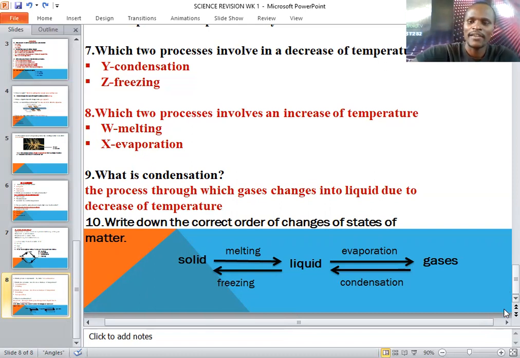Just simple as that. And then finally, number 10 was asking you to write down the correct order of changes of states of matter. This is what I expected you to write. And there was no shortcut. Okay. You write solid, liquid, gases, and then write all those: melting, evaporation, condensation, and freezing. And that was almost 4 marks. So check on that and please ensure that you write what is appearing here.